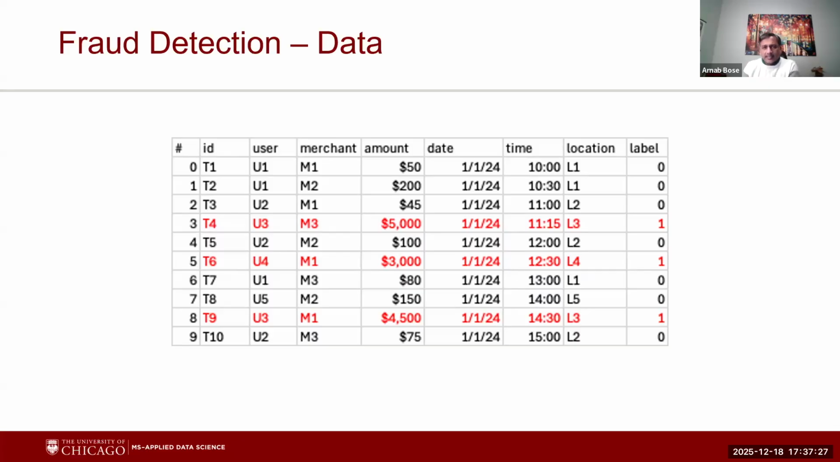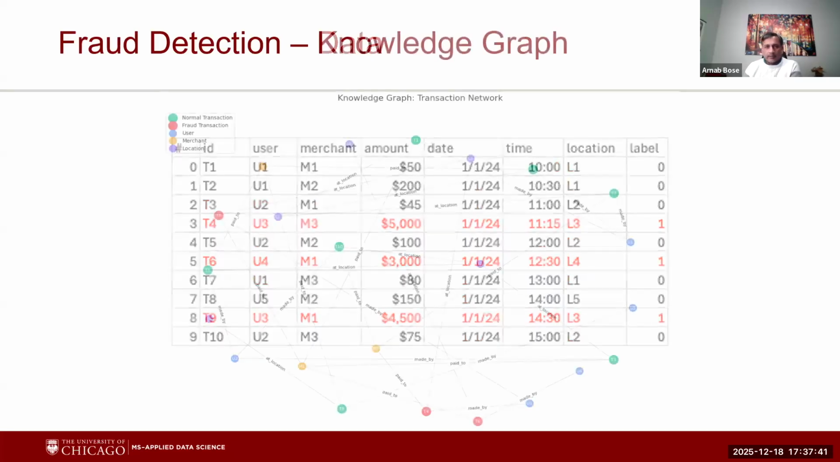The ones that are marked in red are the ones that are fraud, so that's why the label is a 1. Okay, so with the 10 data points, you create a knowledge graph and then you train on them all. So let me show you the knowledge graph.